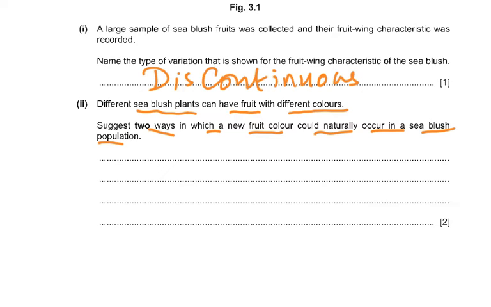So suggest 2 ways in which a new fruit color could occur. So very easy. Mutation was a very obvious answer. And how would it occur naturally in a sea blush? So mutation 1 mark, change in environmental or selection pressures, then cross pollination, or you could have said cross breeding or hybridization, and this would of course result in new allele combinations.